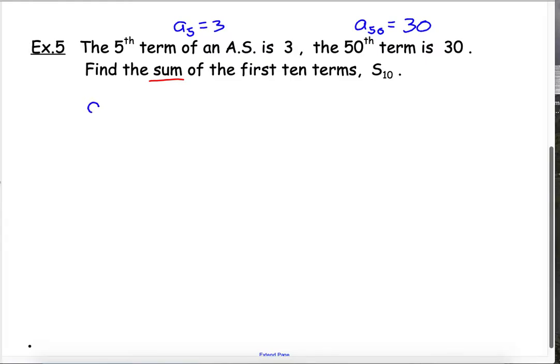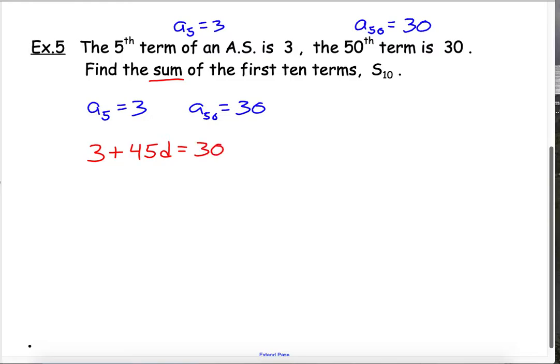So let's start with this. A sub 5 is equal to 3, and a sub 50 is equal to 30. Let me find the common difference. To get from 5 to 50, I'm going to have to add the common difference how many times? Well, from 5 to the 50th term, that's 45 times. 45 jumps, 45 blanks. So if I'm at 3 and I add the common difference 45 times, I should get to the 50th term, which I know is 30.